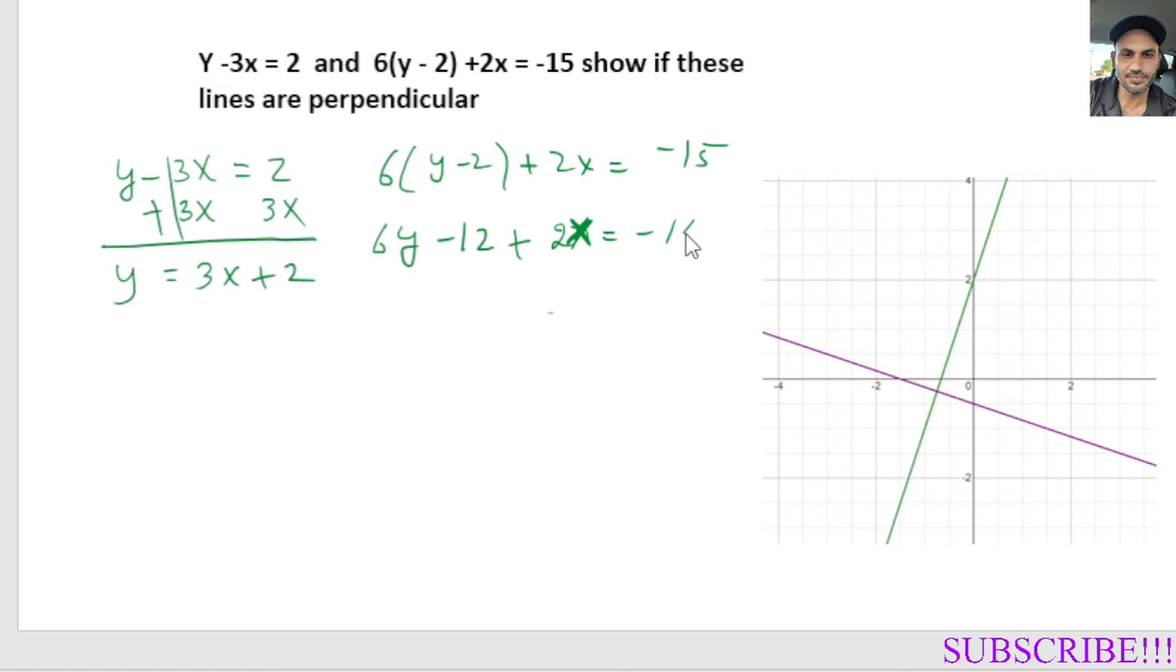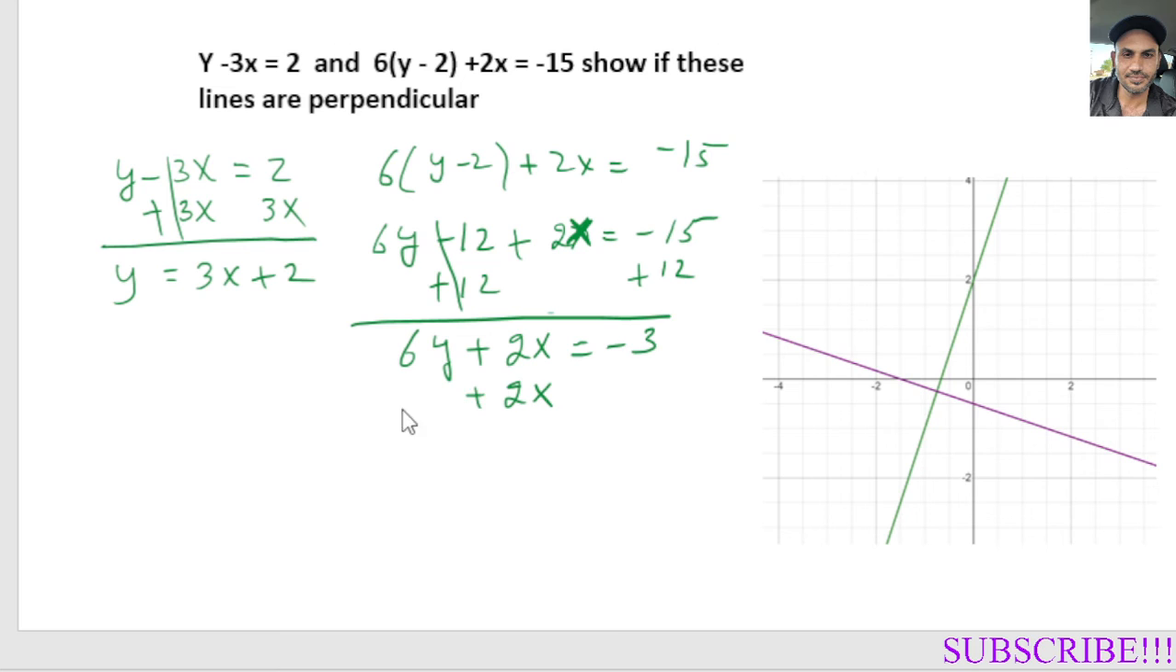equals negative 15. Now we eliminate 12 from this side. We add 12 on both sides. So this 12 is gone. So you're left with 6y plus 2x equals negative 3.